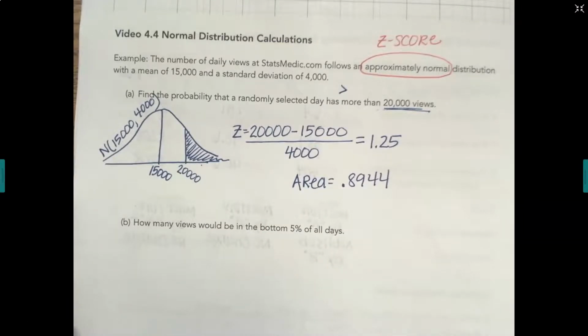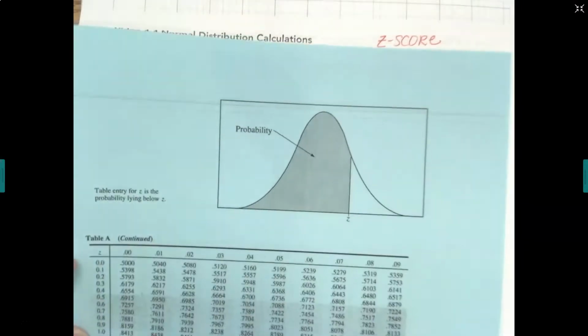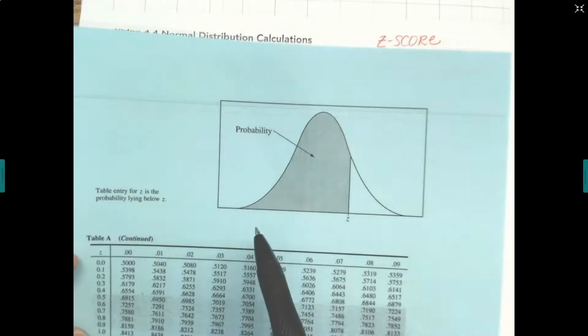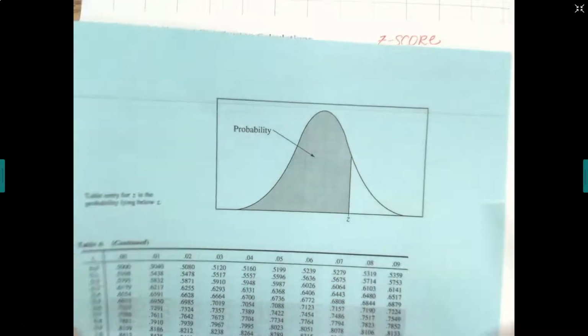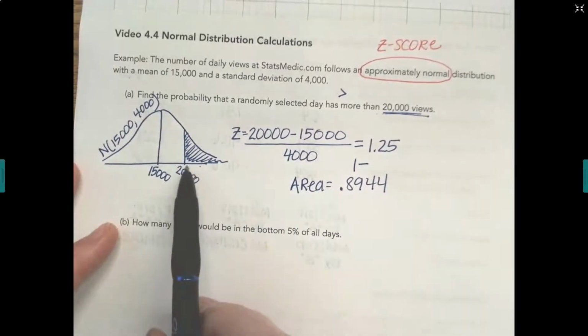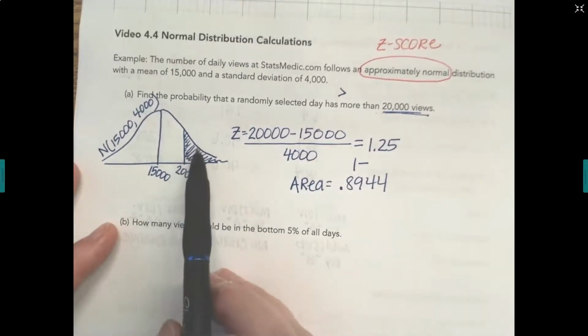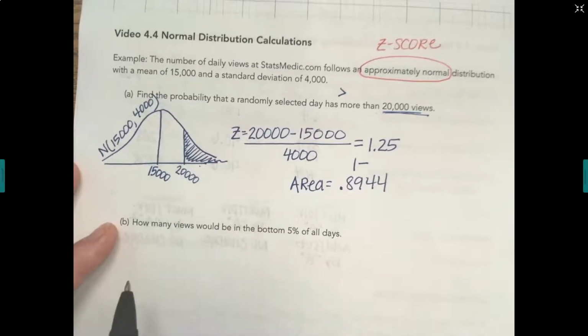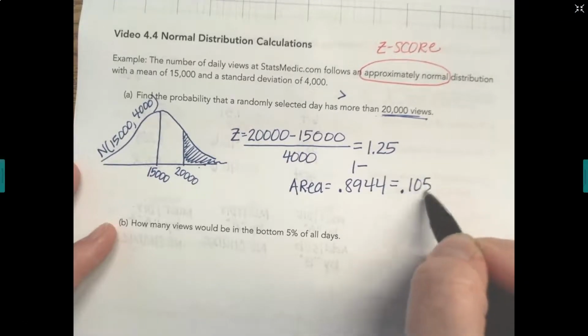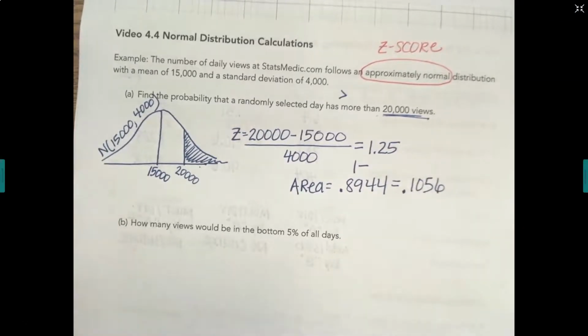That's because we need to remember when we're looking up on table A, it shows you that the shading is being shown to the left. What we are actually looking for was on the right, so you have to remember to do 1 minus. So by having that drawing, obviously this little section is not almost 90% of the data. It kind of helps remind you that you got to pay attention to this. So we got an area of 0.1056. That means about 10.5% of the views are more than 20,000 on any given day.